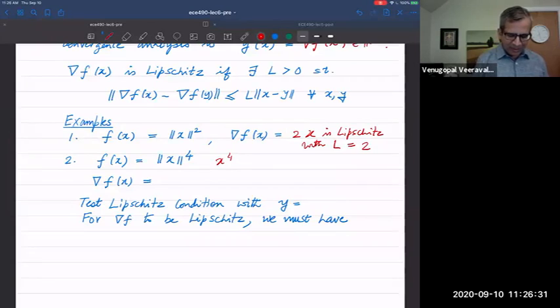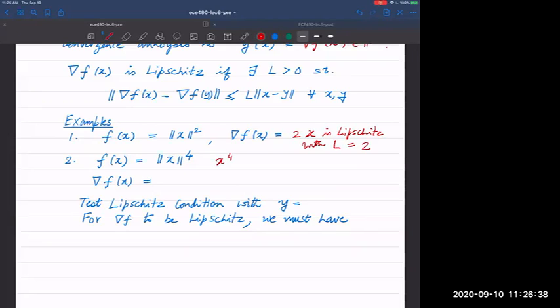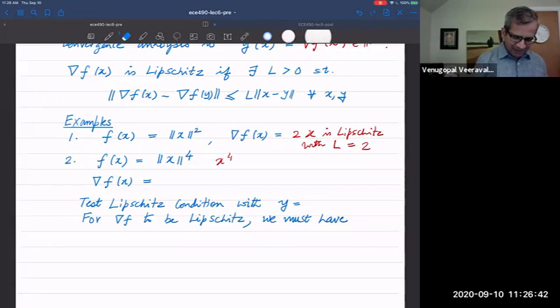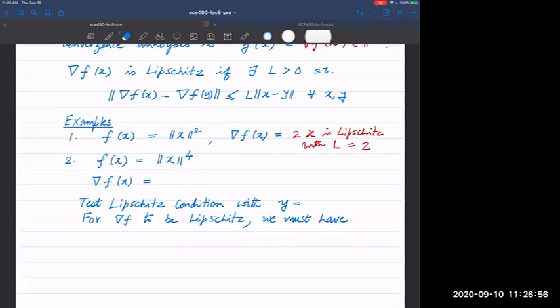Suppose x is not a vector, x is a scalar. What's the derivative of x to the 4th? It's 4x to the 3. 4x to the 3, very good. So what do you think the gradient of norm of x to the 4th will be for an n-dimensional vector x? Any guesses? 4x transpose x transpose?